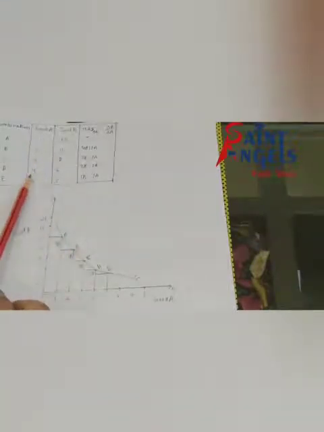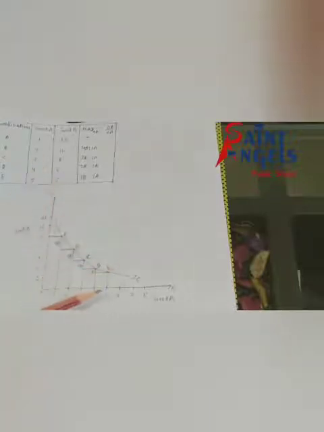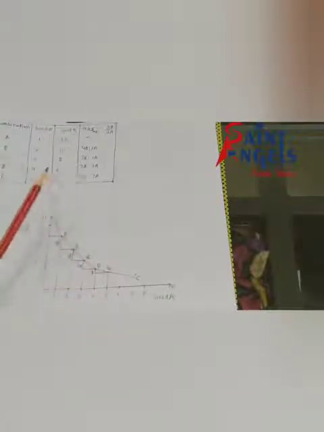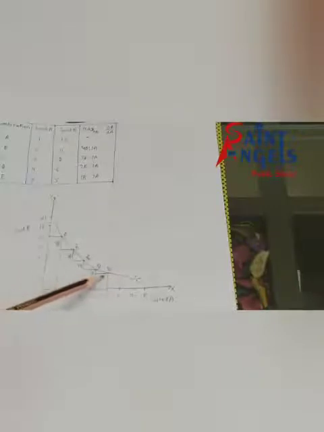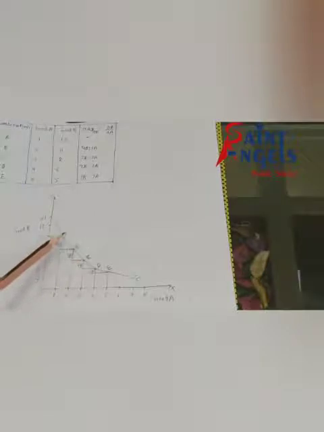After this, 4 units of good A and 6 units of good B. Show the point there. After this, 5 units of good A and 5 units of good B. I hope all of you have understood. Then please join all these combinations, and after joining all these points, you will get the indifference curve.